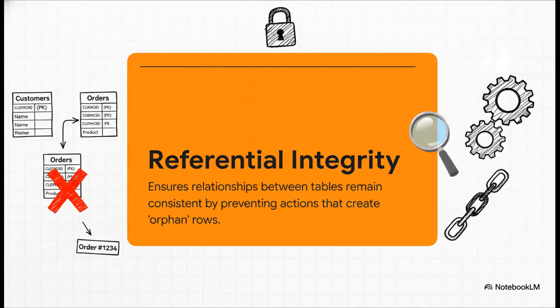So why do we even bother with things like primary and foreign keys? Well, it all comes down to this one crucial concept, referential integrity. It's basically the database's promise to you that your data relationships will stay consistent. It's the rule that prevents you from having orphan data, like an order that doesn't have a customer.